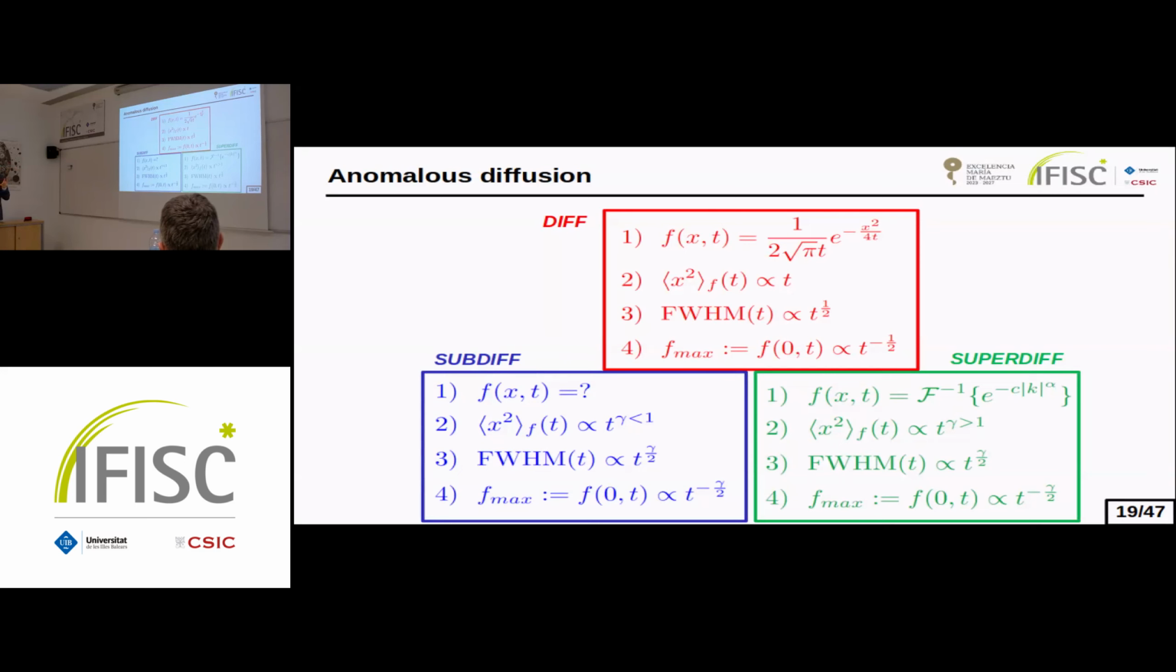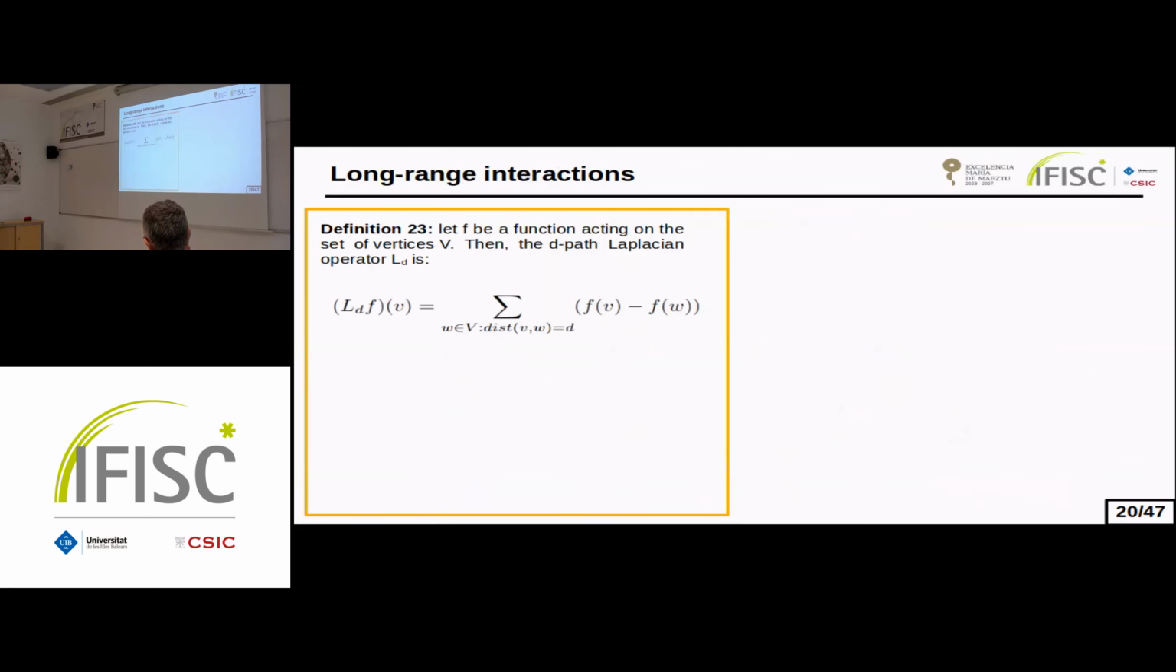But now we have to know how we can induce these different types of regimes that are observed in nature into our network. How can we model this? We will start with super diffusion, and the operator we will use is the so-called D-path Laplacian. This is almost the same as the typical Laplacian. The only difference is this thing here. Basically, this condition in the sum is telling us that the hypothetical particles that are jumping throughout the network cannot jump to the neighbors. Instead, they jump to nodes that are at a given distance d. Of course, if d equals 1, those are the neighbors, and we recover the typical Laplacian.